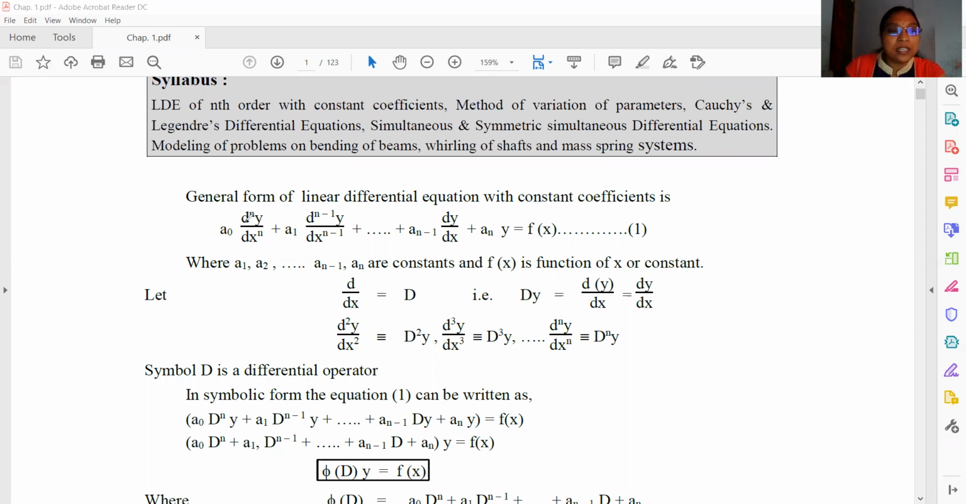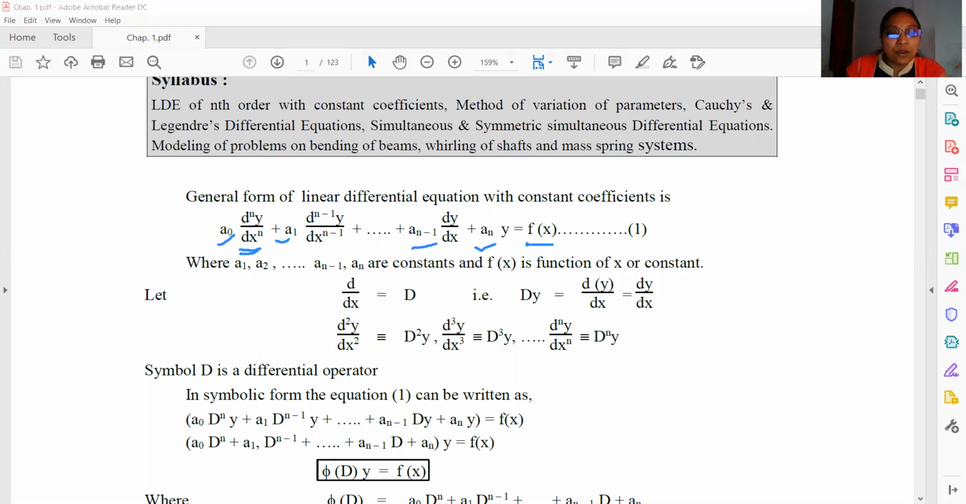a0 d^n y/dx^n plus a1 d^(n-1) y/dx^(n-1), and so on up to an y, is equal to f of x, where f of x means any function of x. And here the order is nth order, and you can see all the coefficients are constant. Such a type of equation is called a linear differential equation with constant coefficients.